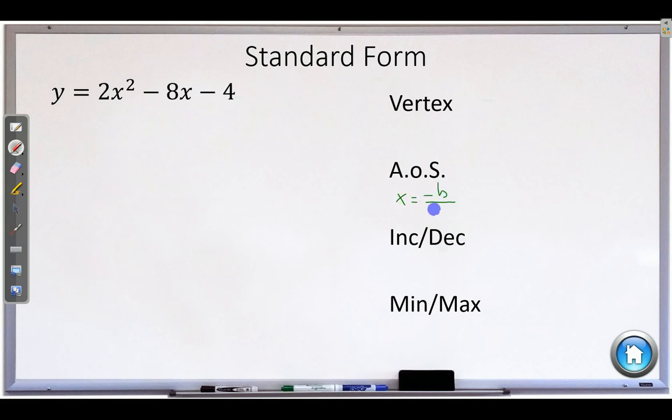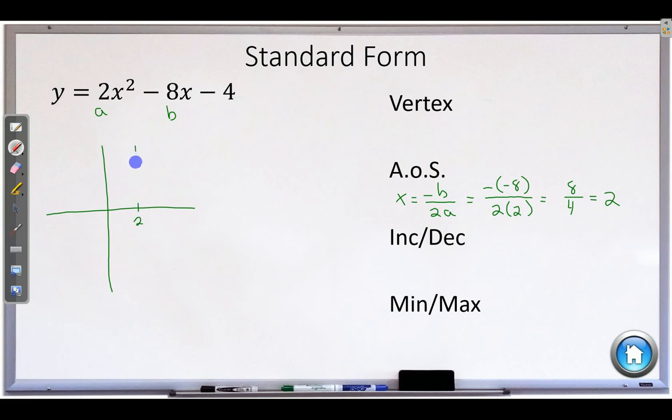Negative b over 2a. That comes from the quadratic formula. That gives us the middle of our parabola. So negative b, our b value is negative 8, divided by 2a, and our a value is 2. So negative negative 8 is positive 8 divided by 4, and so our axis of symmetry is 2. So whatever this parabola looks like, I don't really know yet, over here at 2 is the middle.